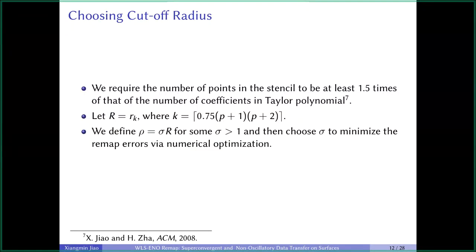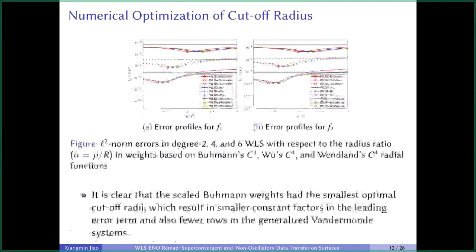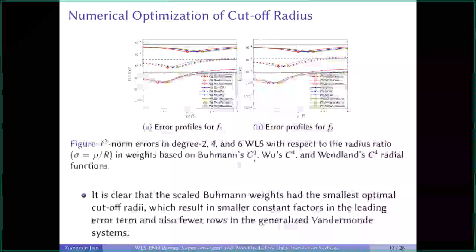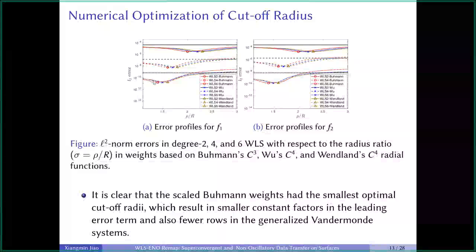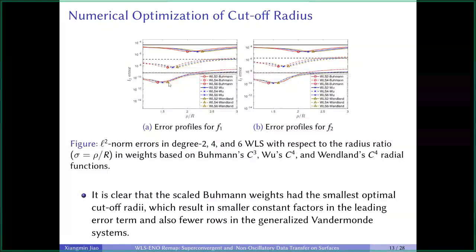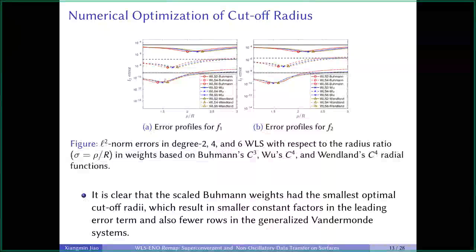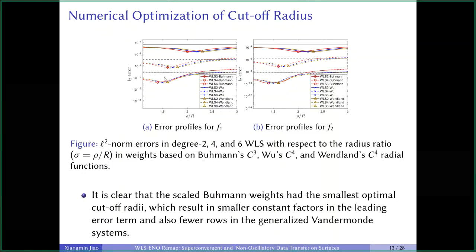That's another important question. So it turns out that if the weights are smooth enough, like C3, C4 continuous, then the error actually has this V shape when you increase sigma. So there is an optimal choice of sigma where the error is minimized.